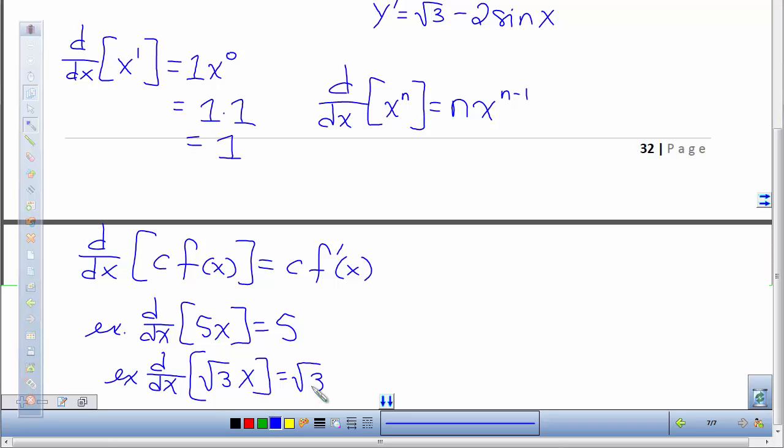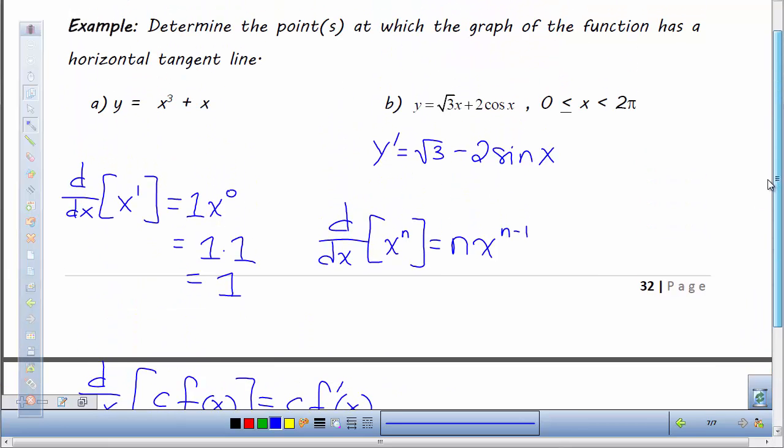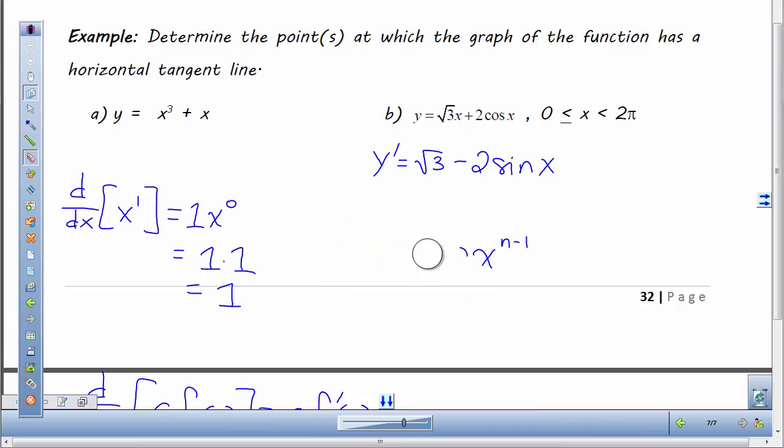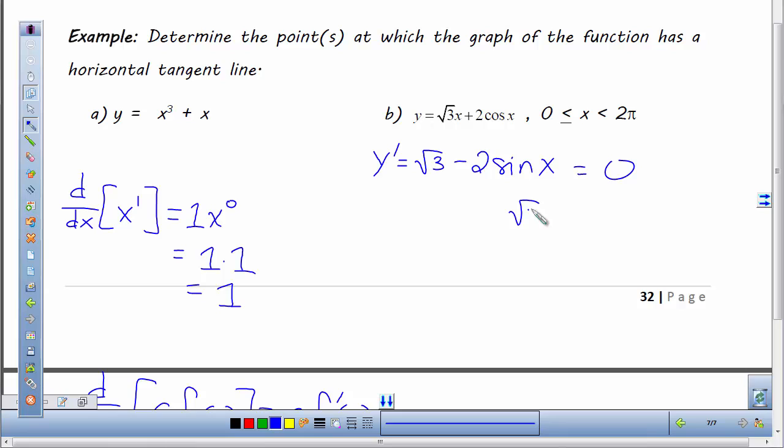Okay, so we got our derivative, right? Now we're trying to find these horizontal tangent lines, so I'm going to set it equal to 0. And so we get root 3 equals 2 sine x, or sine x equals what? Root 3 over 2, okay? So between 0 and 2 pi, where is sine x equal to root 3 over 2?